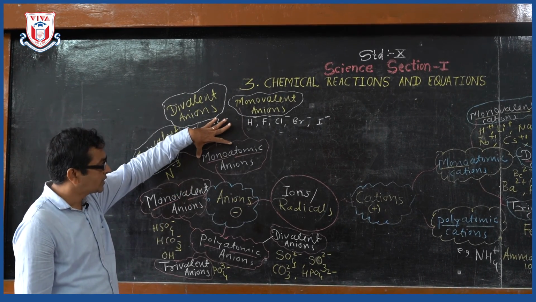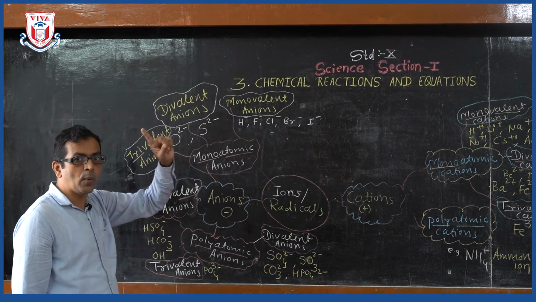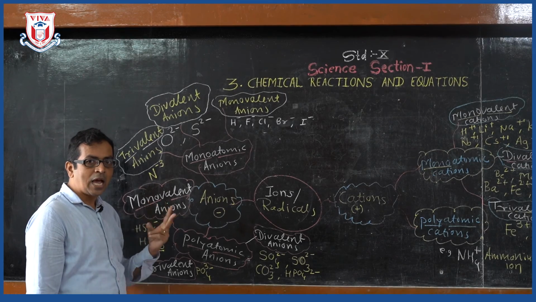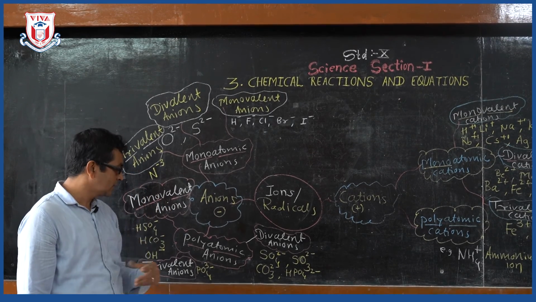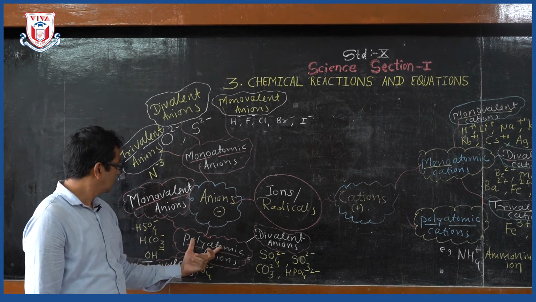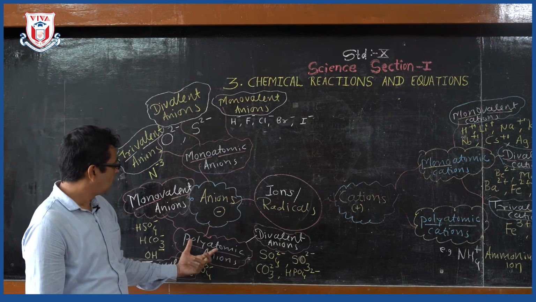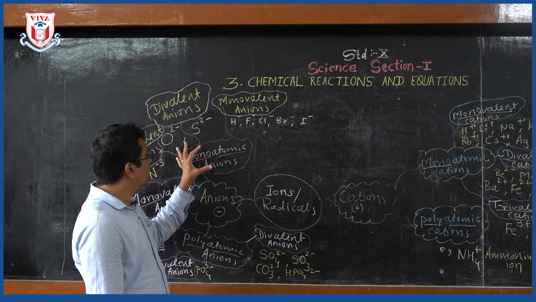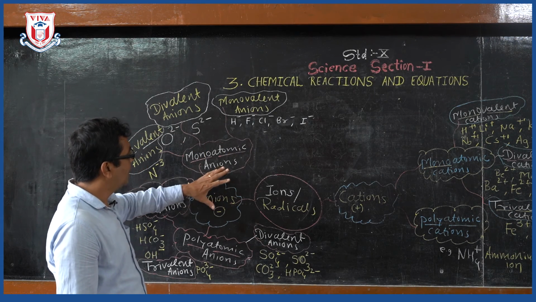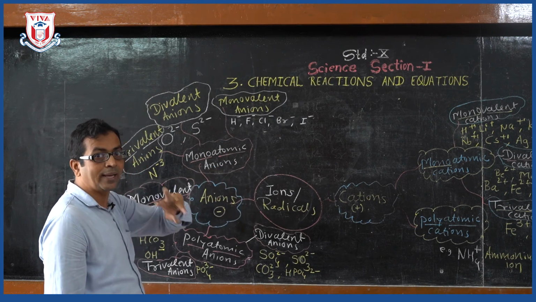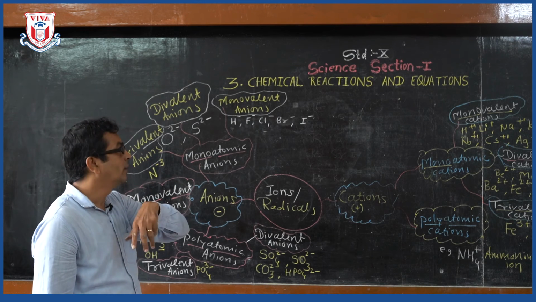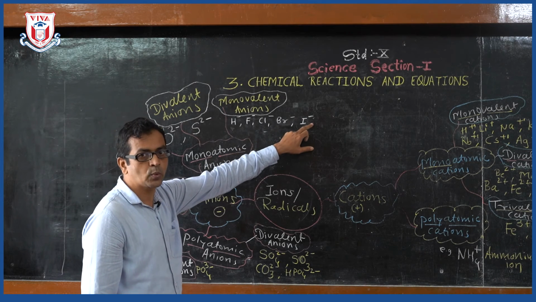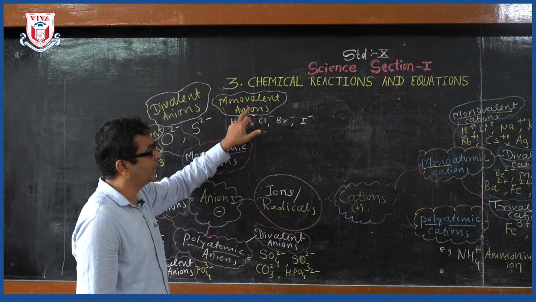One is monoatomic, having only one atom. Then diatomic, having two atoms in anions. Then polyatomic, having more than 2 atoms. So these monoatomic anions are classified again into 3 types depending upon their valencies. So here valency is what? It is -1. So it is a monovalent ion.